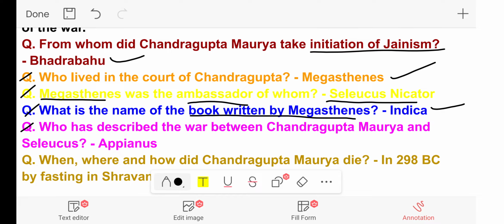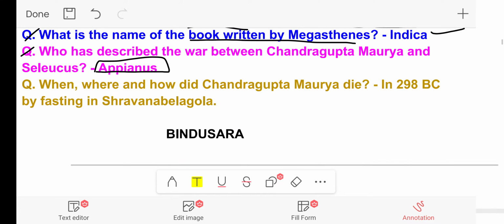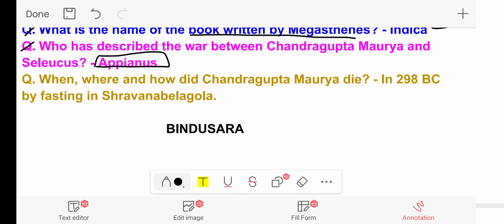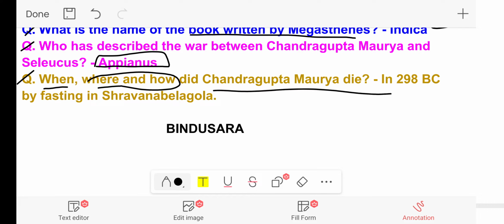Next question is, who has described the war between Chandragupta Maurya and Seleucus? And the answer is Appian. So Appian has described the war between Chandragupta Maurya and Seleucus. Next and the last question on Chandragupta Maurya is, where, when and how did Chandragupta Maurya die? So he died in 298 BC by fasting in Shravanbelgola.